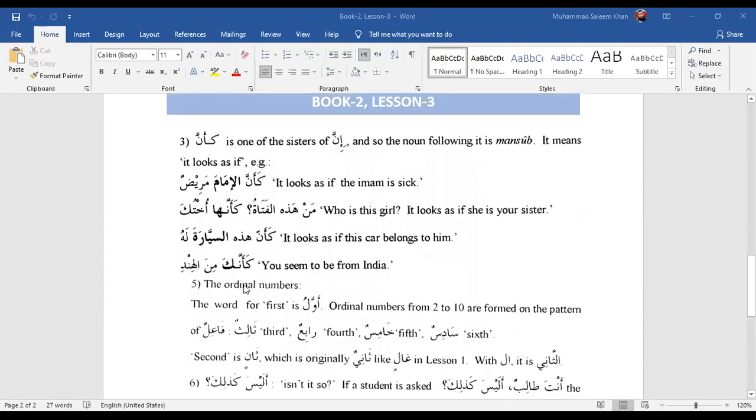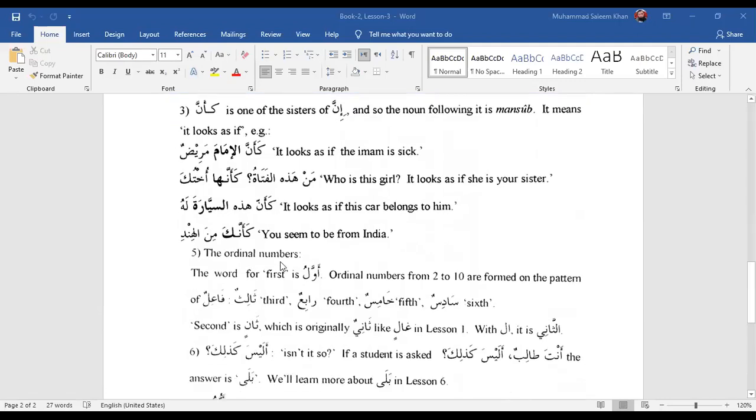Ka'annaka min al-Hindi. You seem to be from India. So it looks like you're from India. And we have learned the numbers from 1 to 10. For example, the first two numbers are the same in number and gender. We say talibun wahidun and talibatun wahidatun. Do you remember? Yes. And we say talibani ithnani and talibatani ithnatani.